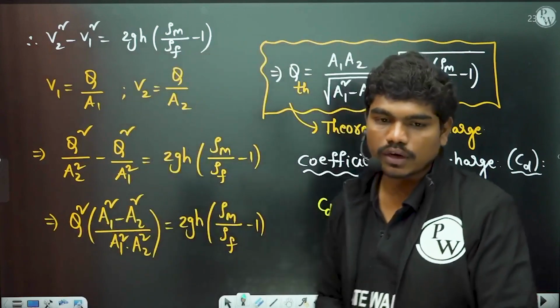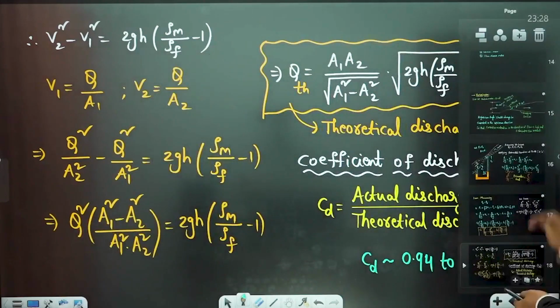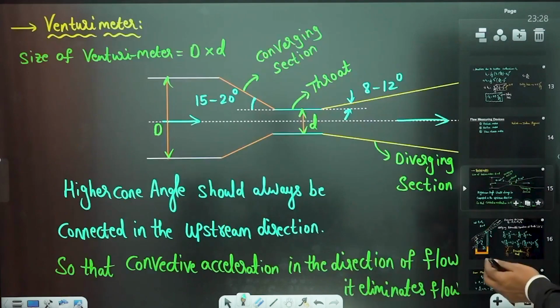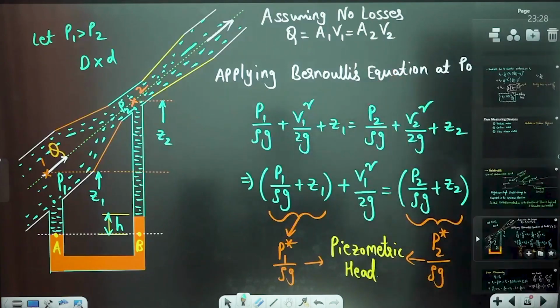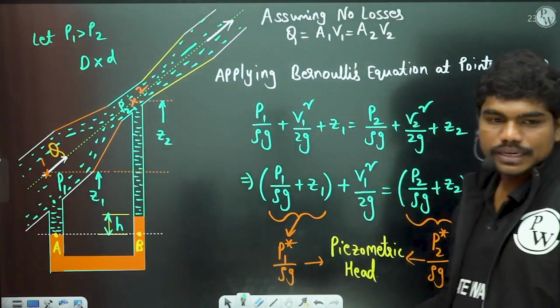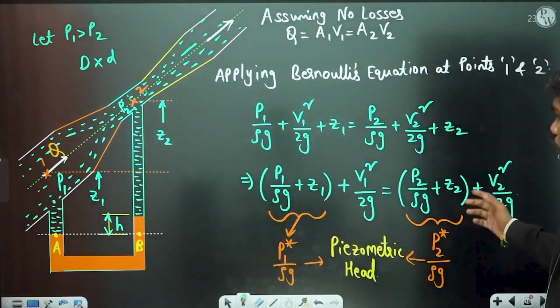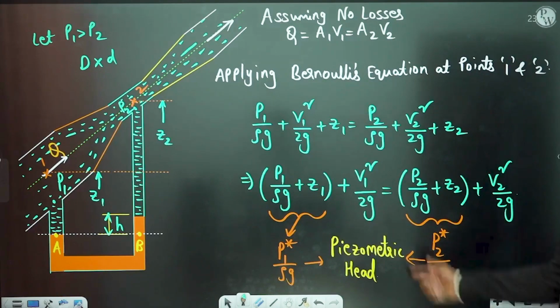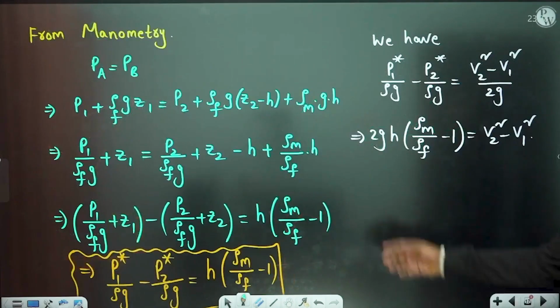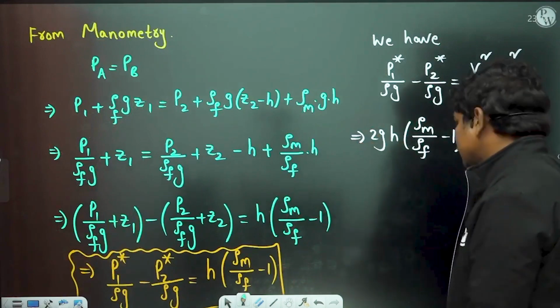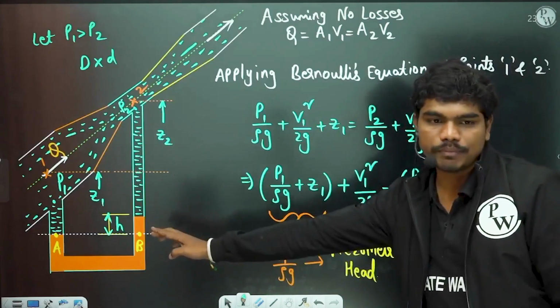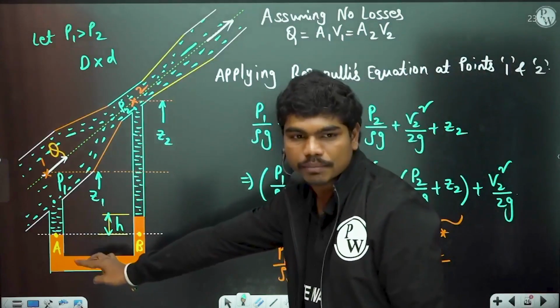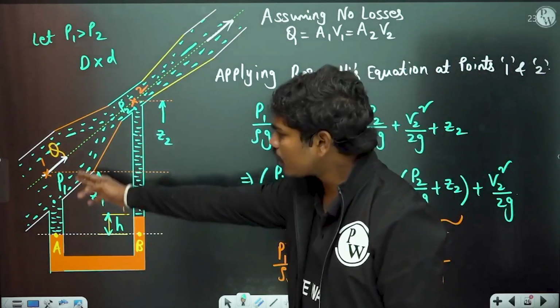So if you want to see this Venturi meter, we have taken a Venturi meter in which there is flow. In that Venturi meter we have applied the Bernoulli equation. When you apply the Bernoulli equation, this piezometric head has to be identified. The piezometric head difference we identified from the manometers. From the manometers, the pressure at those two locations should be the same, so we got this hydrostatic law.